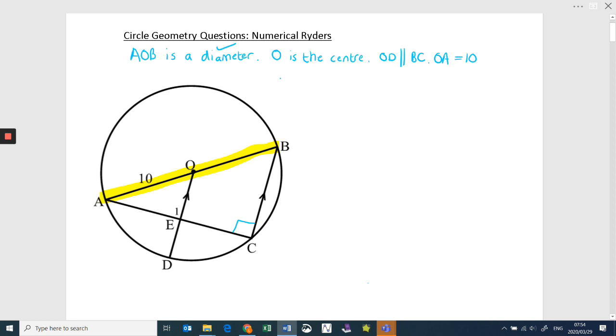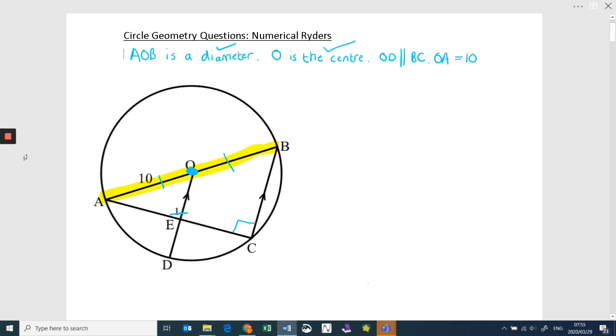Mostly if you get an O, it is the center, but here it actually tells us that as well. O is the center. When I get given the center, I'm going to go over it to make me very aware of what's going on. What else does the center give me? Center gives me radii. There. Is there another one? Yes, OD. OD is also a radius.